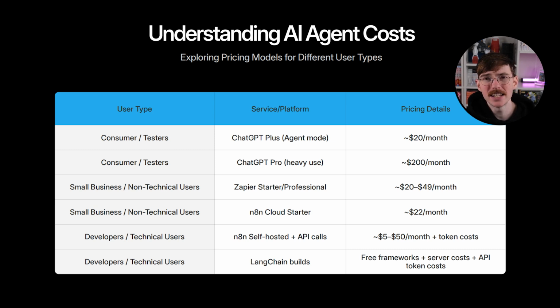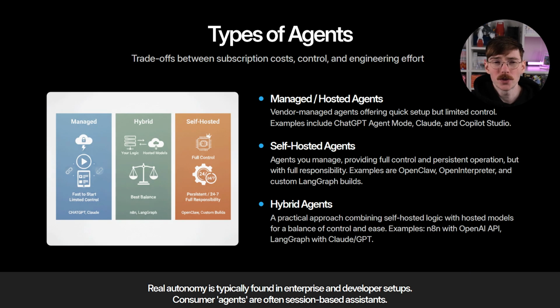If you're a small business or a non-technical user, this is where we're getting more into your Zapier starter or professional kits, or as I mentioned, an N8N cloud starter, where you're in anywhere from $20 to $50 a month to get these going. And then if you want to get it more technical, if you want to be more developer oriented, you want more control, you can get into some of the self-hosted stuff, some of the LangChain builds. And this is where, once again, it can actually be cheaper monthly, but you have things like token costs, server costs, API costs to consider. Breaking that down further, what are the types of agents?